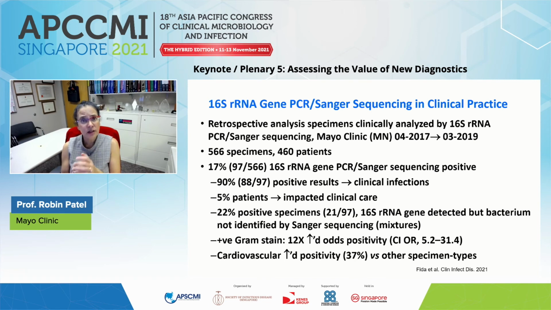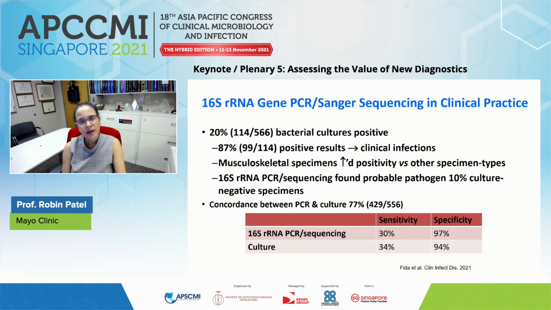We also saw that if there was a positive gram stain in the specimen, there's a 12-fold increased odds of positivity of this kind of testing, and that cardiovascular specimens had the highest positivity rate of 37% versus the other specimen types. Interestingly, Madiha Fida, who is the infectious disease doc who led this study, also looked at how bacterial cultures performed in this patient population, which I think was an interesting way to look at it.